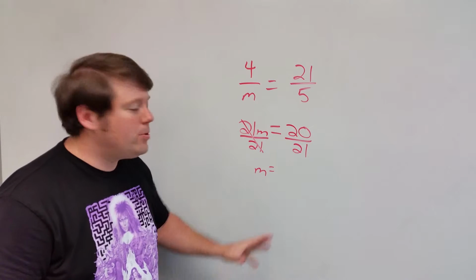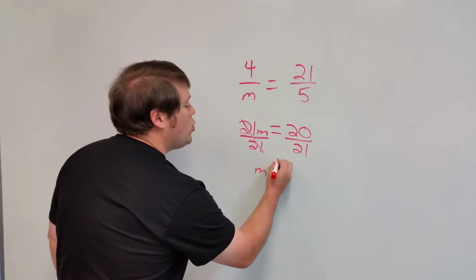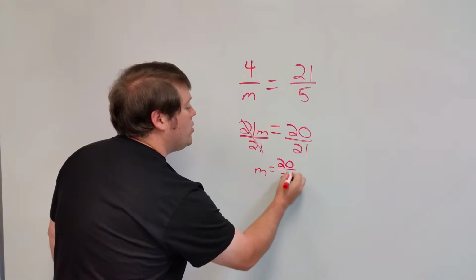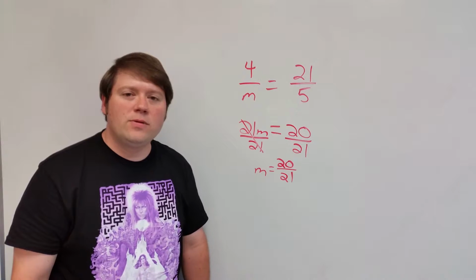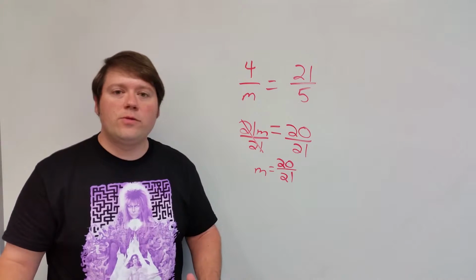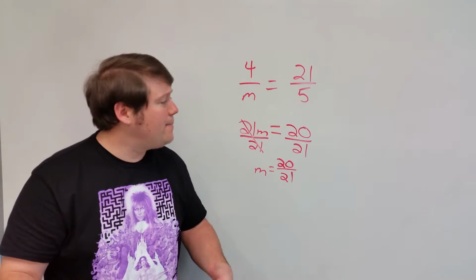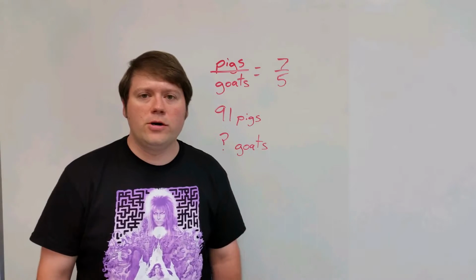You won't always get a whole number. It's okay to use the fraction 20 over 21. So that's what m equals. All right, let's go ahead and look at another example. And what we'll start to do is we'll take a word problem, get the information from that, and we'll write a proportion out and solve it.